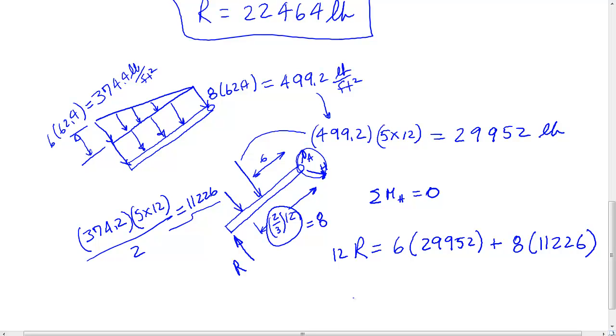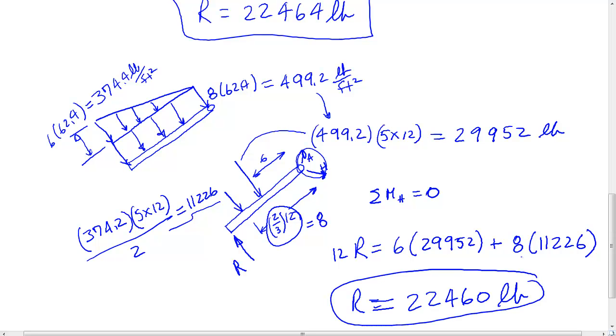Now I can solve this. Well, let me go ahead and solve it out first, and then I'll come back and show you some checks that can be done along the way that I did not do. 8 times 11,226 plus 6 times 29,952. Divide that by 12, and you get 22,460 pounds. So if you compare this number with that number, you're off by that 4, which hopefully is not going to bother you too much.